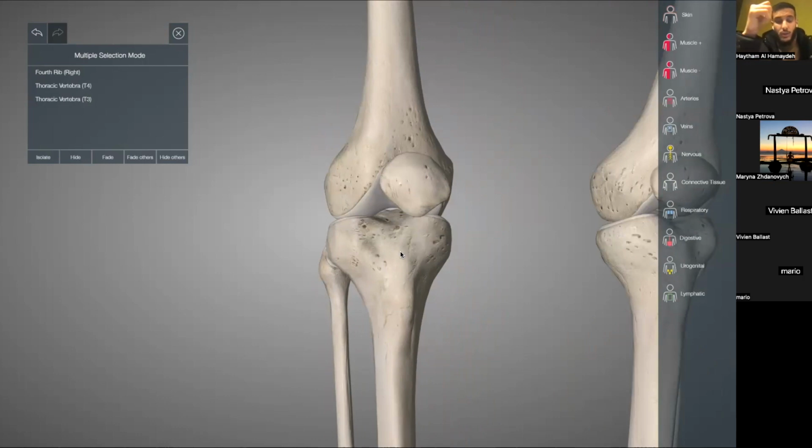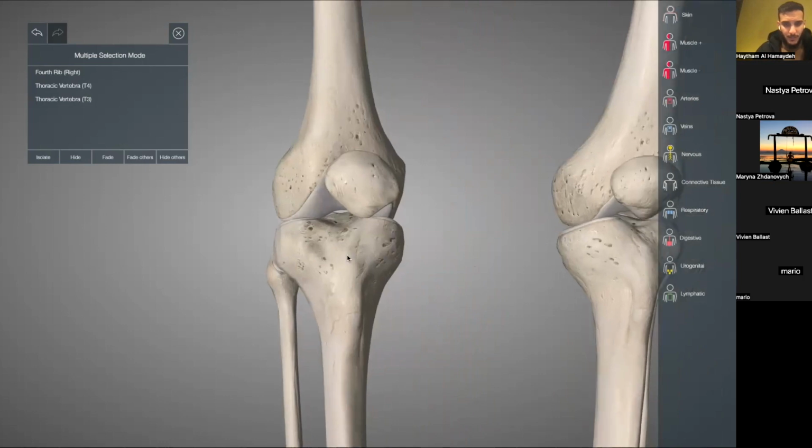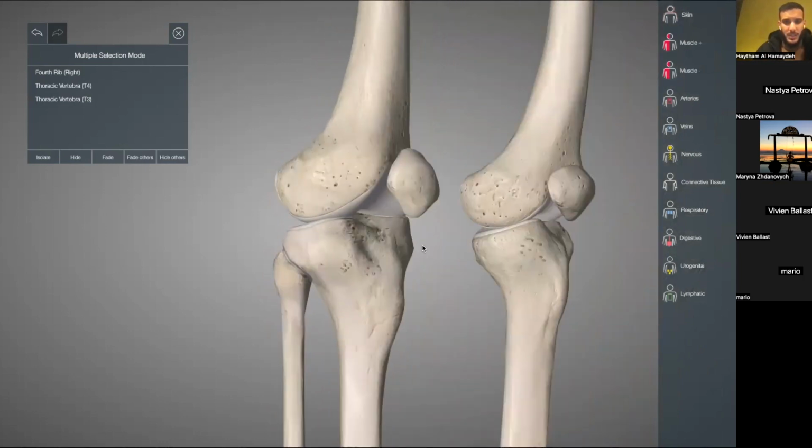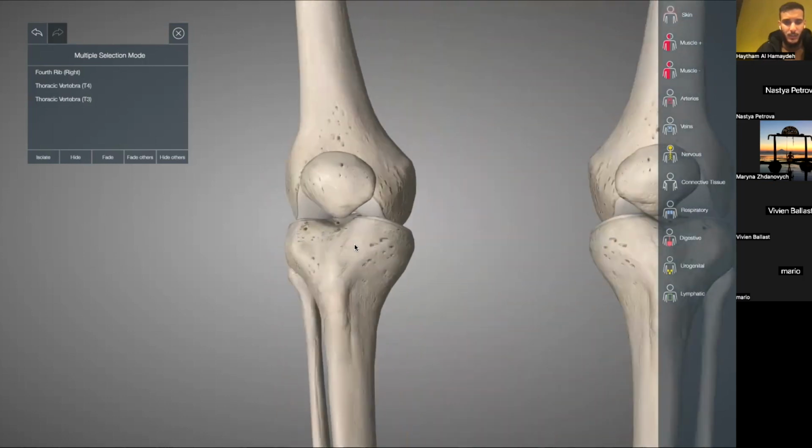No. Good. This is a point where I was shouted at by Sirisky. I went into my exam and I told him that the patella articulates with the tibia. We see here that the patella does not articulate with the tibia. Okay?